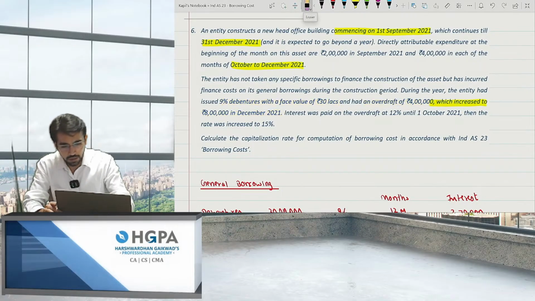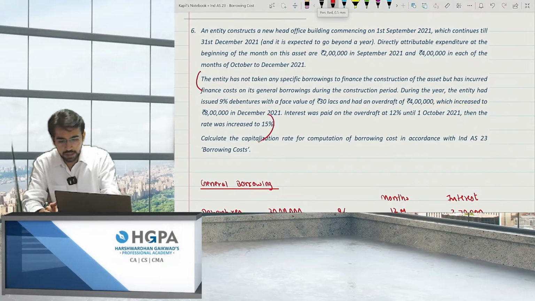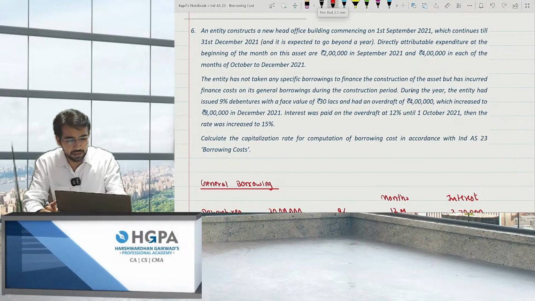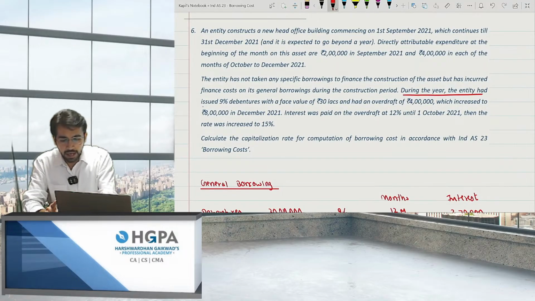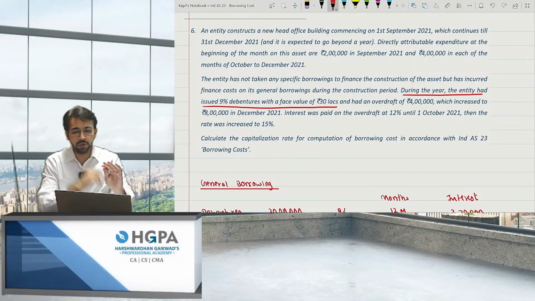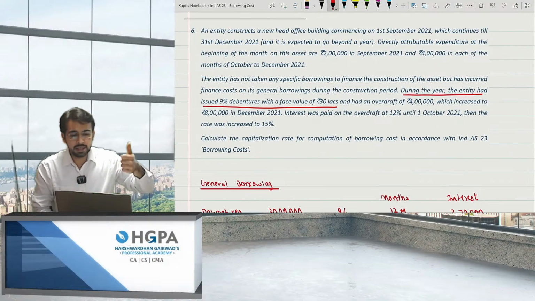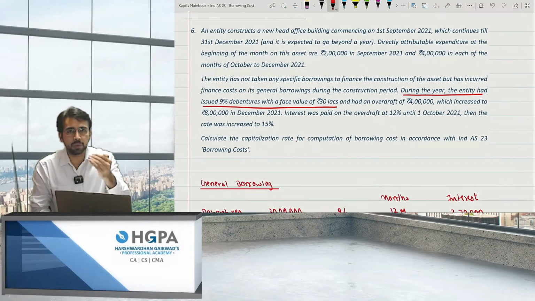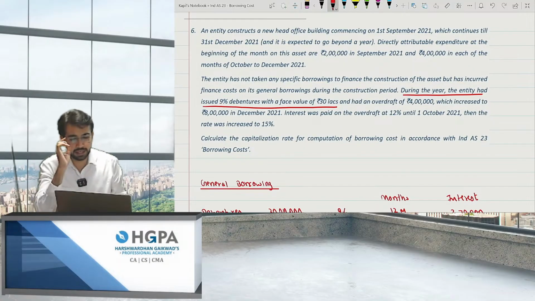See, there is a lot of confusion in this case now. I'll explain it. I'll read it again. During the year, the entity had issued 9% debentures with a face value of 30 lakhs. So basically, debentures were issued for the full year, 9% 30 lakh rupees. We also had a 4 lakh rupees overdraft, which increased to 8 lakh in December 21. So basically, in September, October and November, it was 4 lakh only. And in December, it went to 8 lakh. From December onwards, it was 8 lakh.